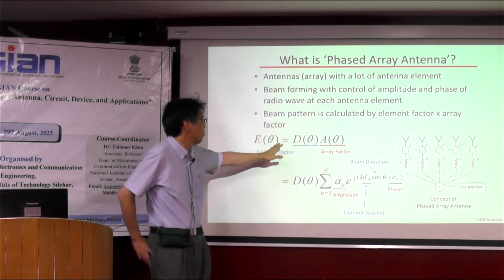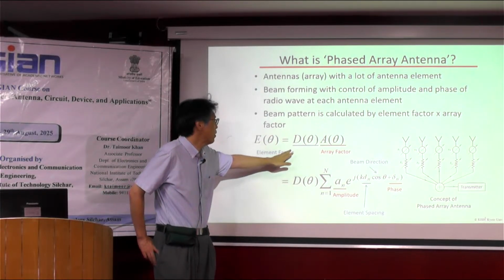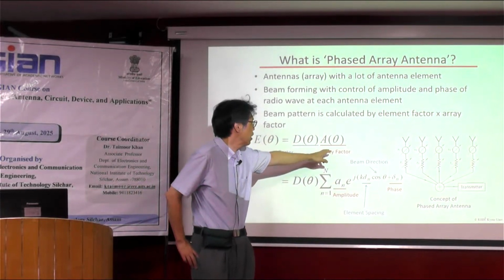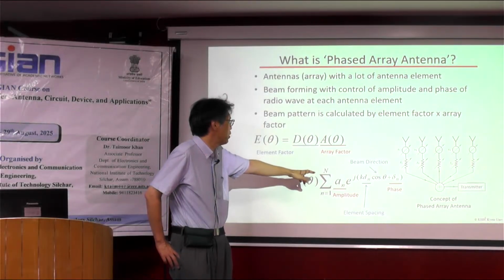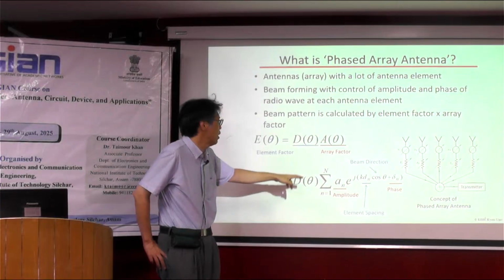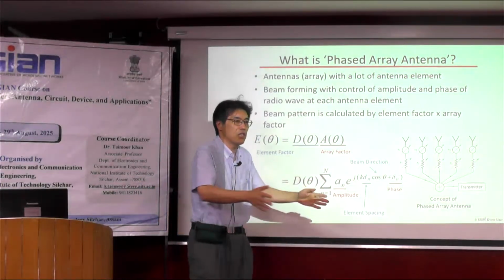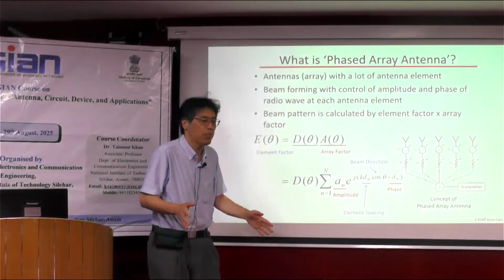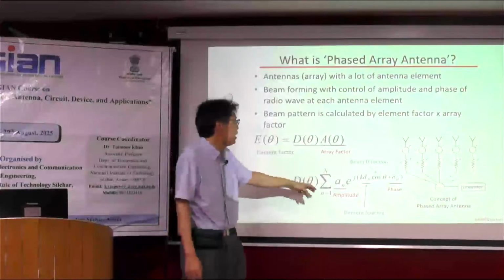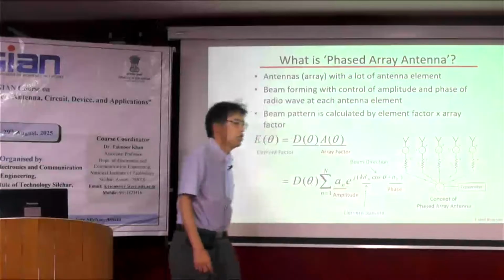This is mainly composed of the element factor and the array factor. The element factor is the directivity of each antenna, and the array factor is expressed with this equivalent equation. If we put the same antennas at the same distance, we can calculate the merge of the radio waves from each antenna by this equation.